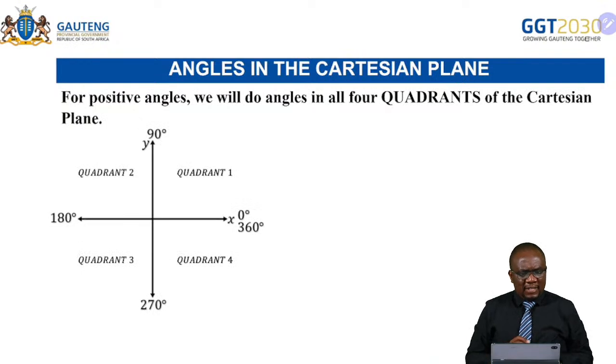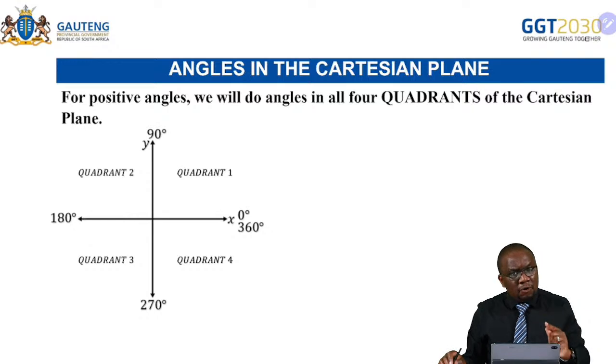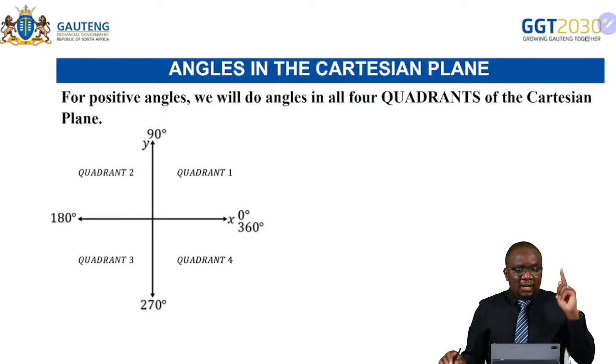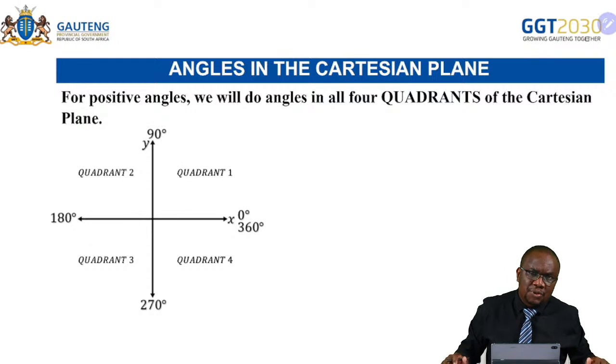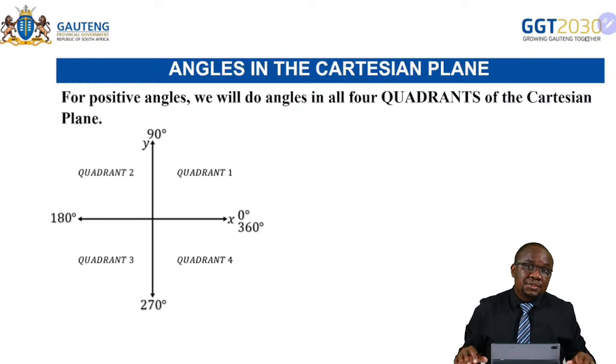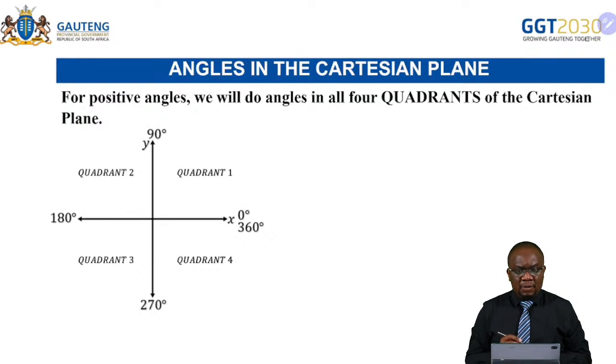Now, let's move on. For positive angles, we'll do angles in all 4 quadrants of the Cartesian plane. That's what we are doing today. We're going to define the trigonometric ratios for angles in quadrant 1, 2, 3 and 4. Are we going to use opposite over adjacent? Opposite over hypotenuse? We'll find out.